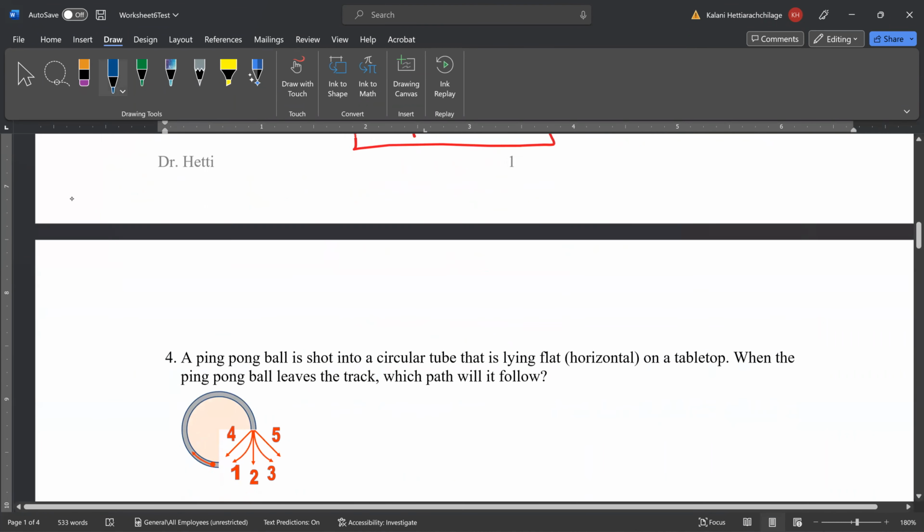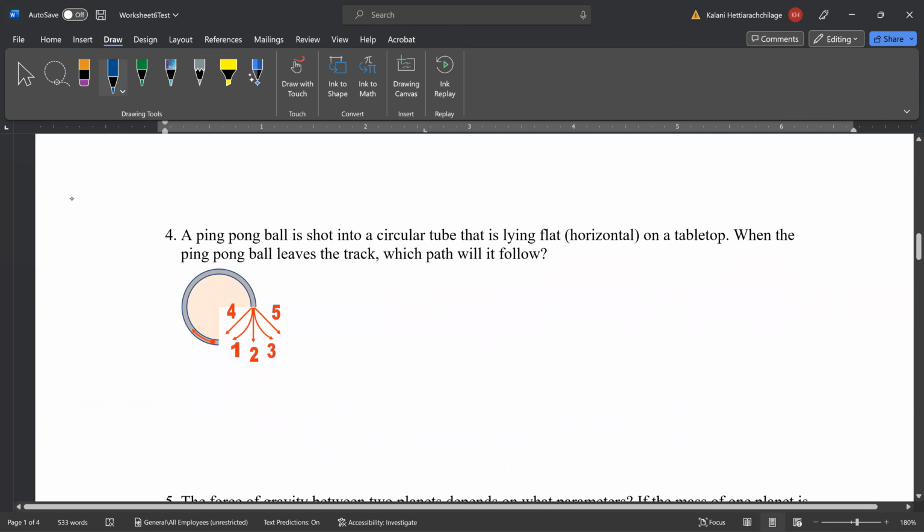Okay, let's move into question number 4. In question number 4, I just want you to understand the direction of the velocity. There is a ping pong ball. You're going to shoot it from here. When you shoot it, it will go inside the track and come out from this end, the opening end. When it comes out from the end, the ping pong ball will leave at that point from which path? I have paths 1 to 5 labeled. Which path will it follow?